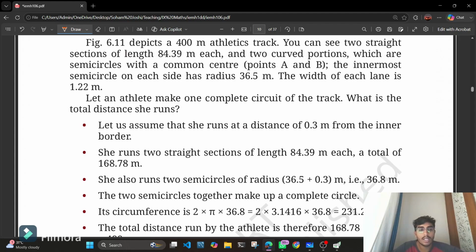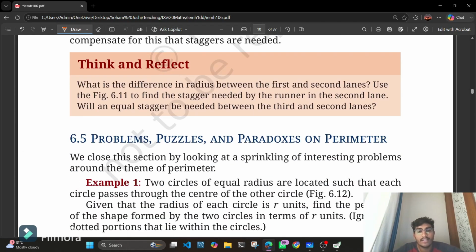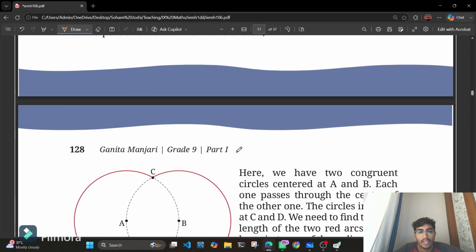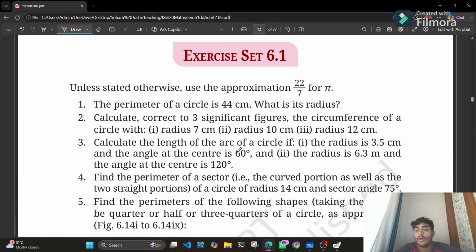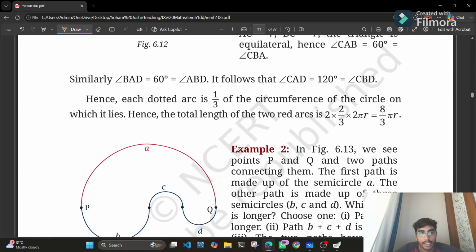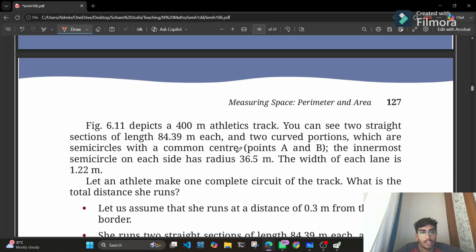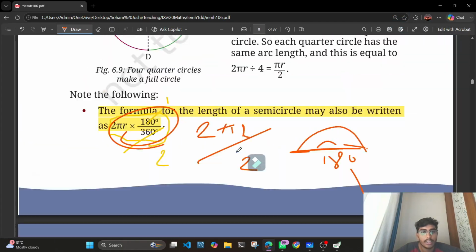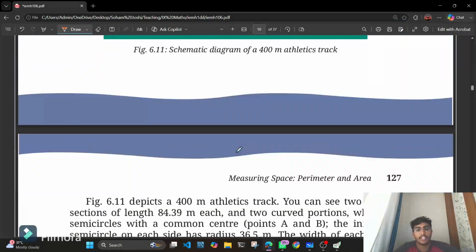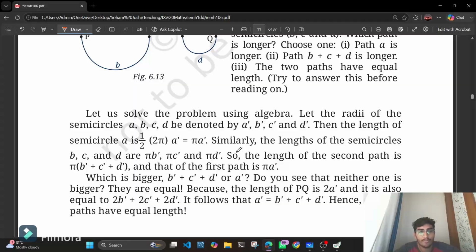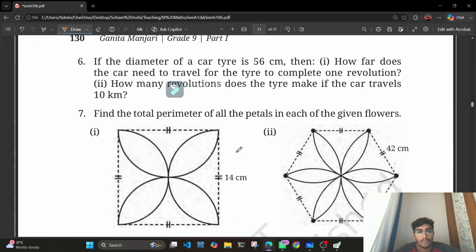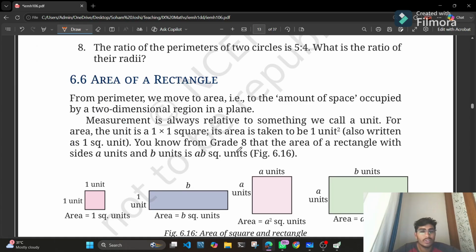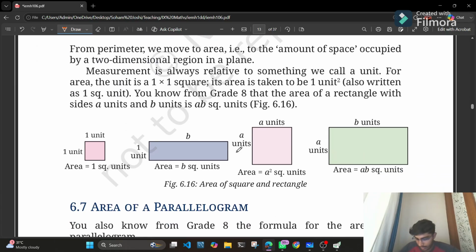Next up, there is much theory in this chapter, but that is okay. You can read it on your own. I'll not cover that theory in this chapter, and also I'm not going to cover the proof. I hope you understand. Moving further, we have the problems exercise, which you can do on your own. You just need to find perimeter, etc. That is okay.